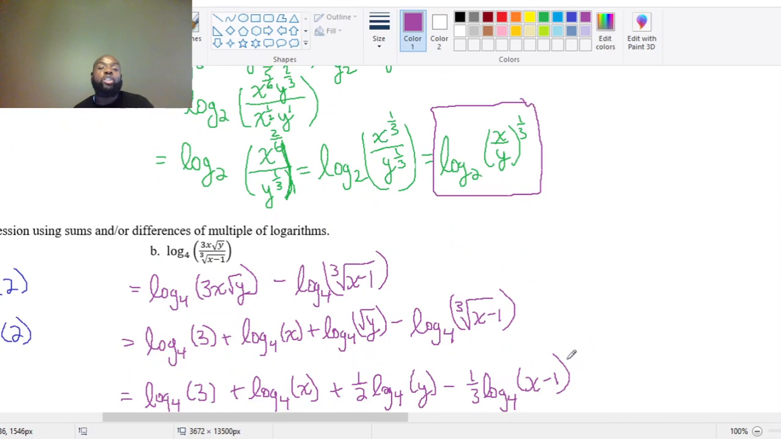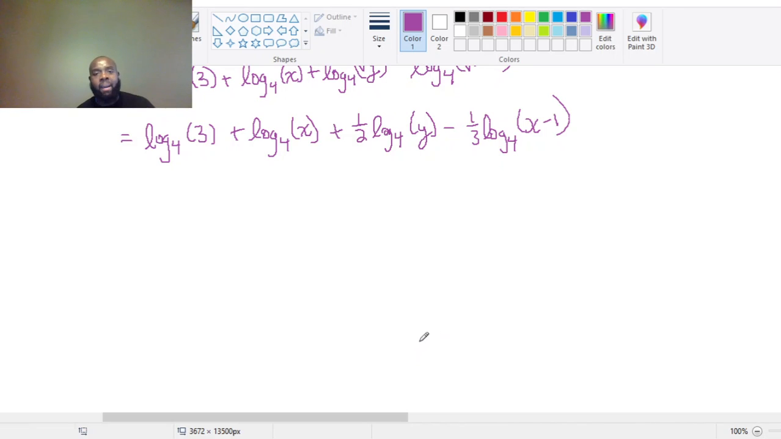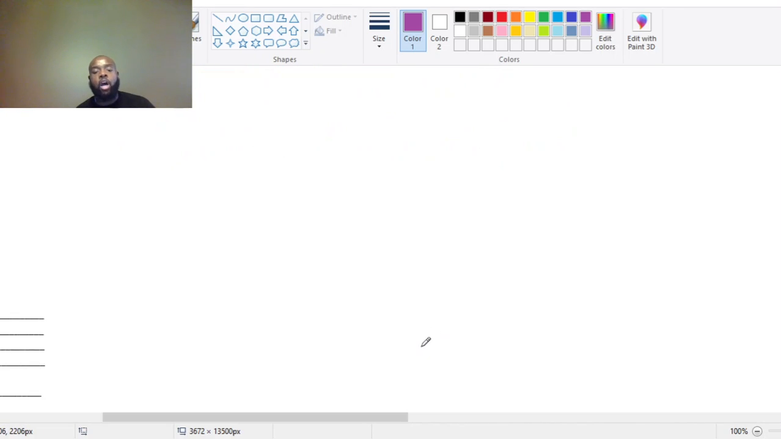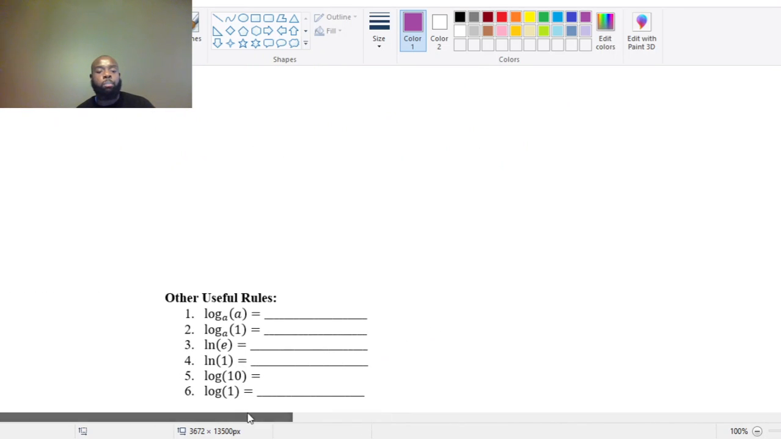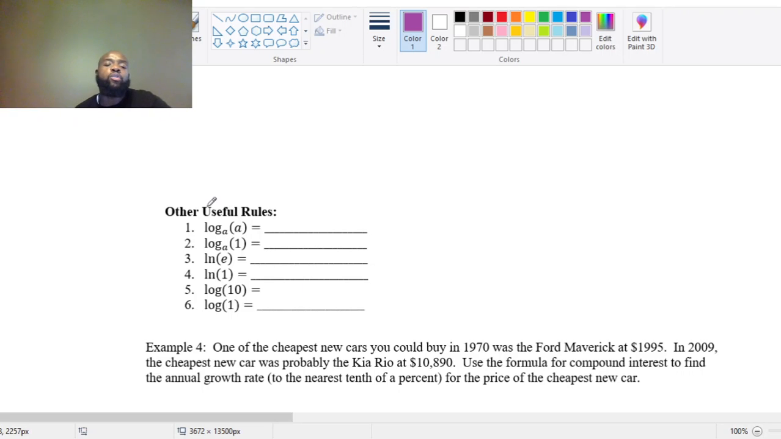All right, but we want you to be able to go both ways so that you can get used to this process of expanding or reducing logarithms into certain expressions. Some other useful rules here for simplifying logarithms may come up later, or may be something that you see that you can quickly simplify.